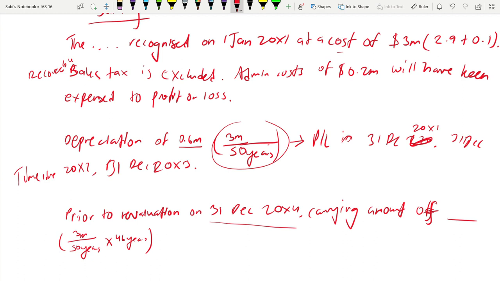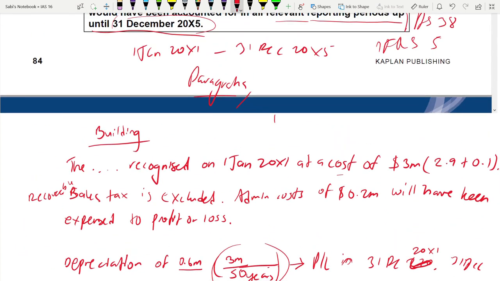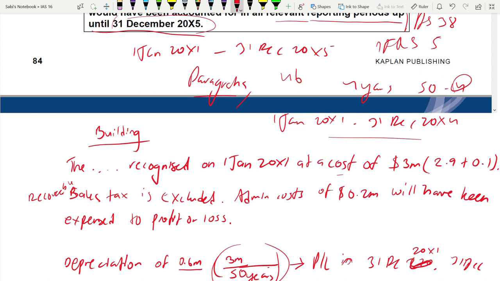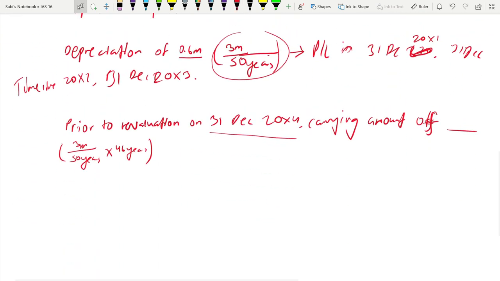Understanding? I will go back. Okay, this is confusing, I know. Don't worry. 1st of Jan 2001 to 31st December 2004, how many years? 4 years. So out of the 50 years, reduce 4 years depreciation. So that's why we took 46 years, because now useful life will be 46 years. When you come to 31st December 2004, from here onwards, it will be 46 years because the previous 4 years will be deducted. That's why we did this.